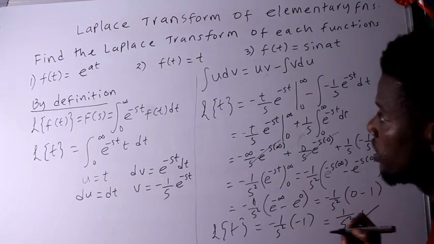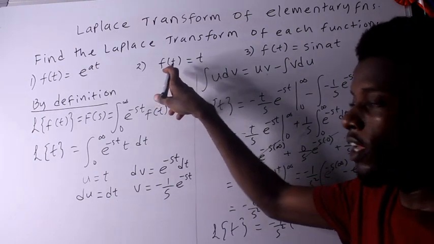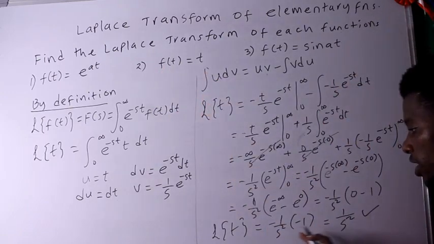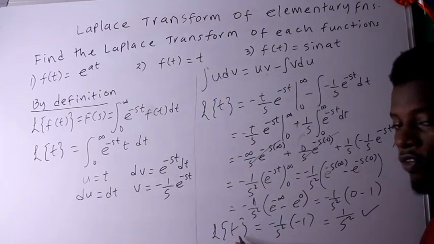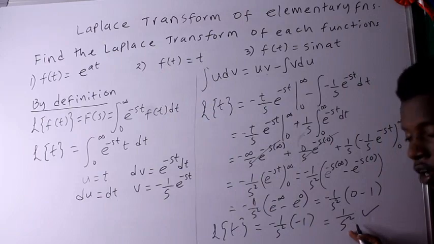Therefore, ladies and gentlemen, the Laplace transform of f of t equals t is F of s, which is the Laplace transform of t, to be 1 over s squared.